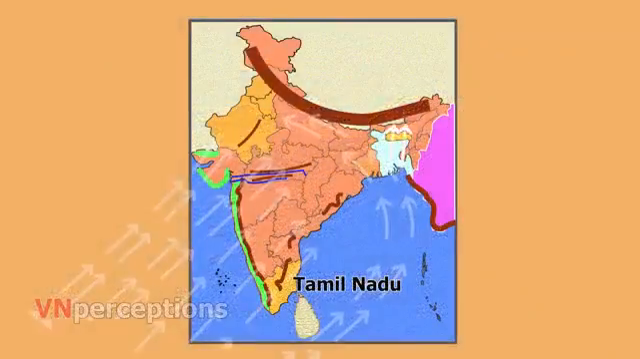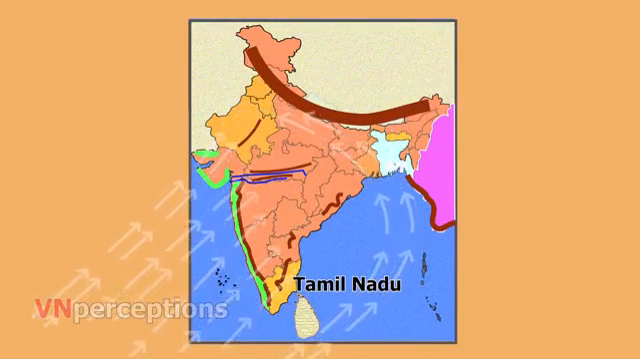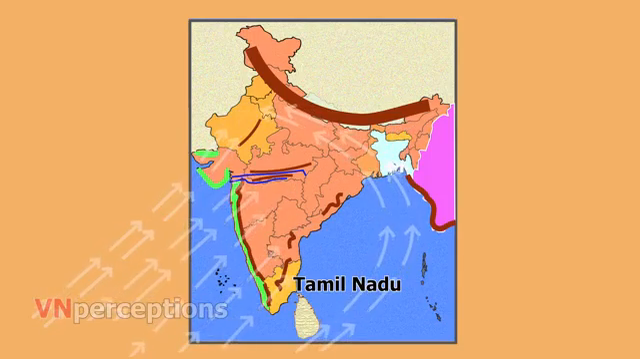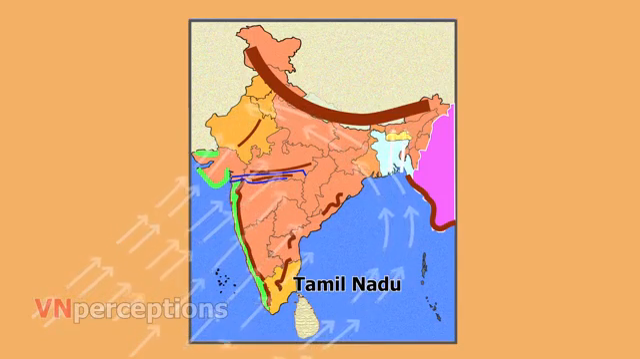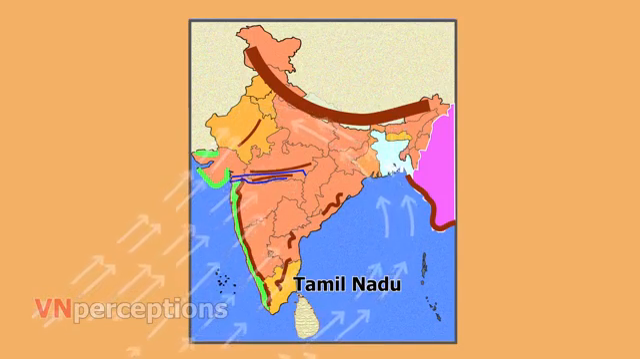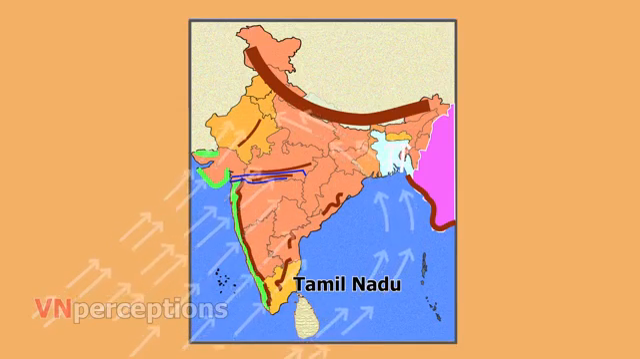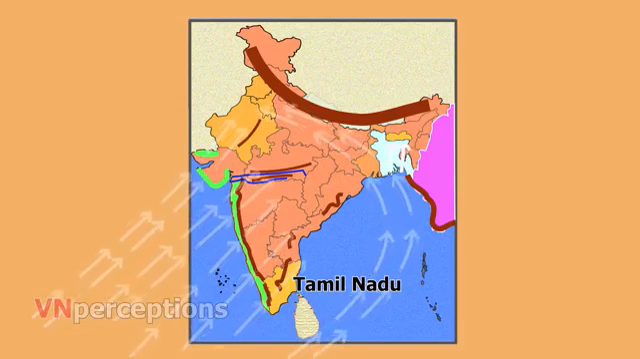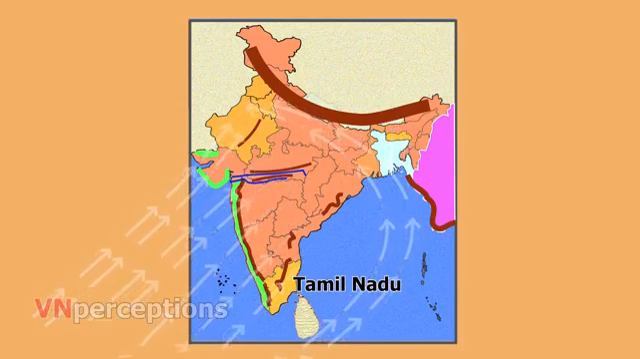The Tamil Nadu coast remains dry during this season. This is because the Tamil Nadu coast is located parallel to the Bay of Bengal branch of the southwest monsoon. Further, it lies in the rain shadow area of the Arabian Sea branch of the southwest monsoon.